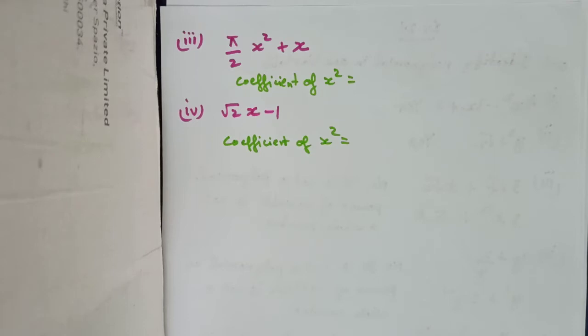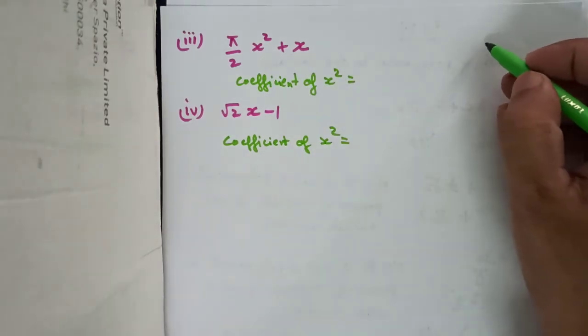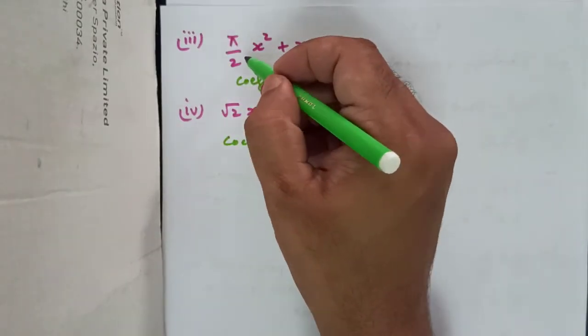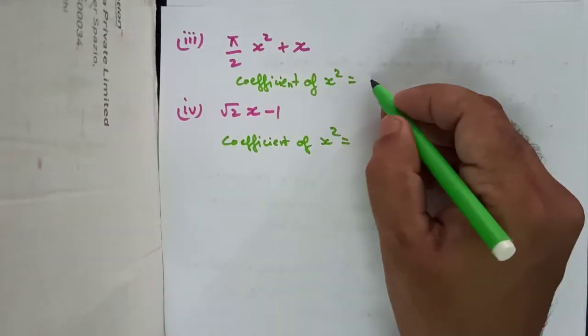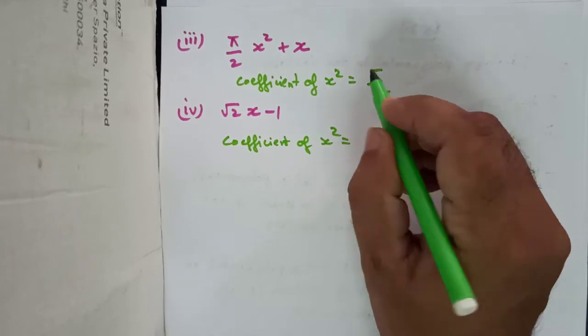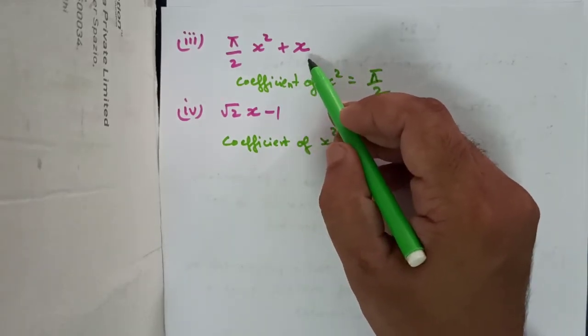Here in the third part, pi upon 2 x square. So very simple, pi upon 2 x square. Clearly it is visible here. What is the coefficient of x square? Coefficient of x square is pi upon 2. And if the coefficient of x is asked, so coefficient of x will be plus 1.